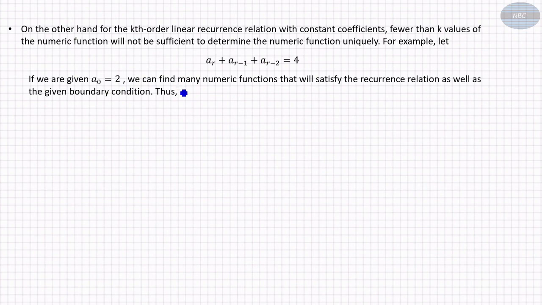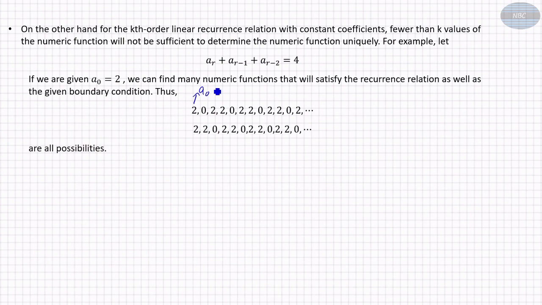For example, this is one numeric function which satisfies this recurrence relation as well as this boundary condition. See here, this one is a_0, and a_0 is equal to 2. The recurrence relation says that the sum of three consecutive values of the numeric function is equal to 4. So the sum of three consecutive values, 2 plus 0 plus 2, is equal to 4. Similarly, 0 plus 2 plus 2 is 4, 2 plus 2 plus 0 is 4, and so on. So this numeric function satisfies the recurrence relation as well as the boundary condition a_0 equal to 2.